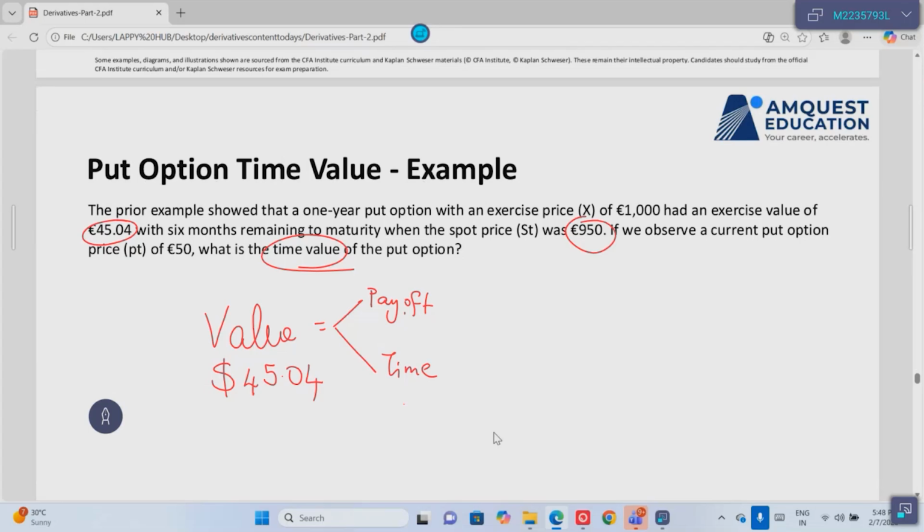Current put option price is 50 euros. Try to attempt that. Tell me what you think the answer is. Answer, guys.